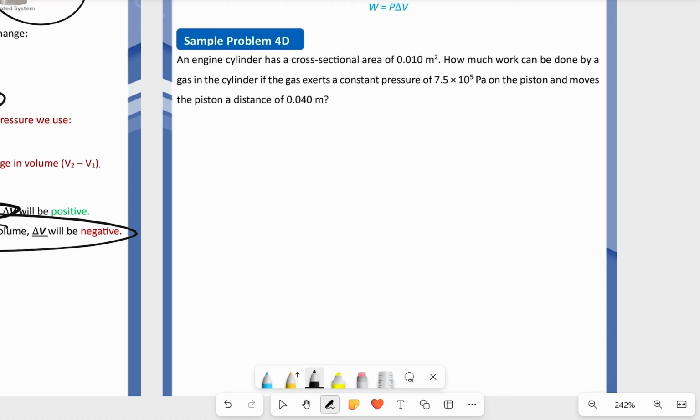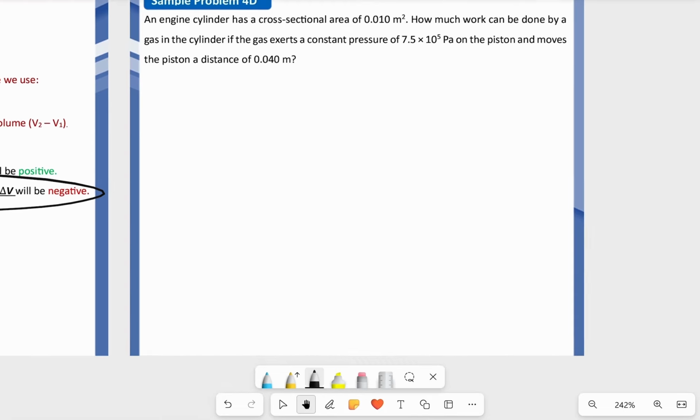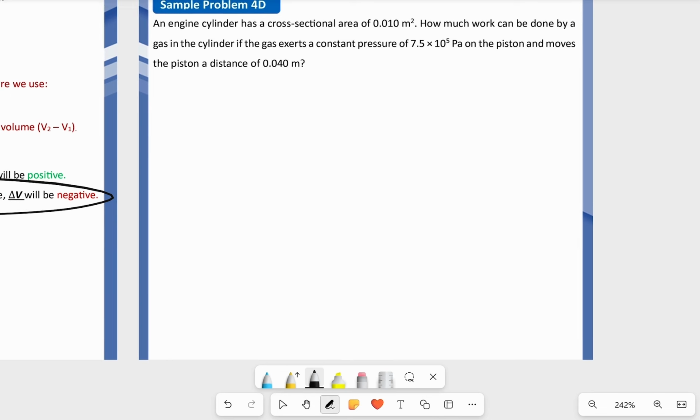We have a sample problem for D. An engine cylinder has a cross-sectional area of 0.01 meter squared. So we have our givens. It is really important to know how to identify the givens first. Even if it doesn't say area, you should know that meter squared is the unit for area. Area is equal to 0.01 meter squared.